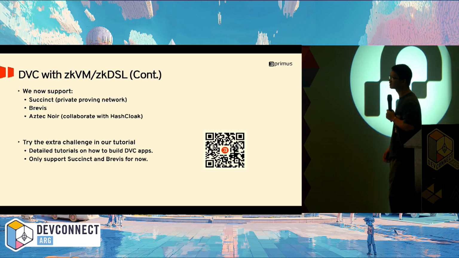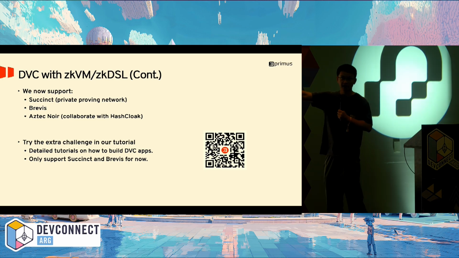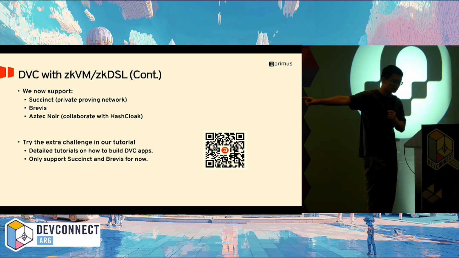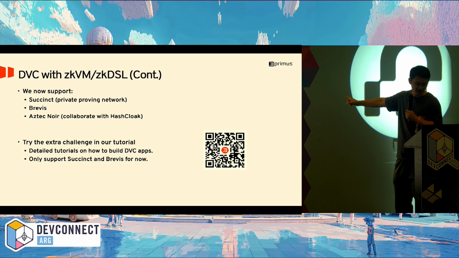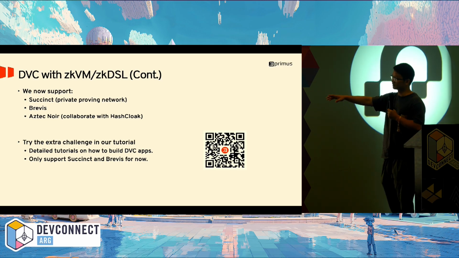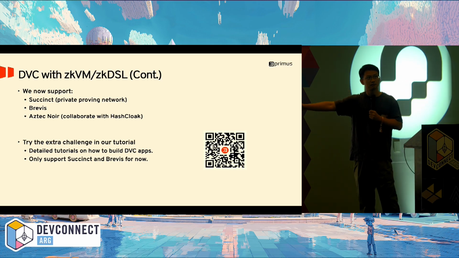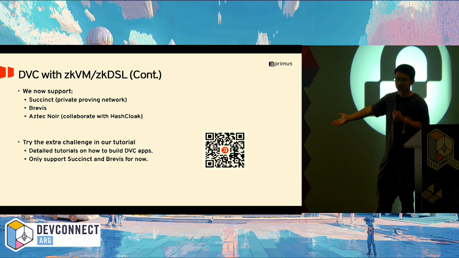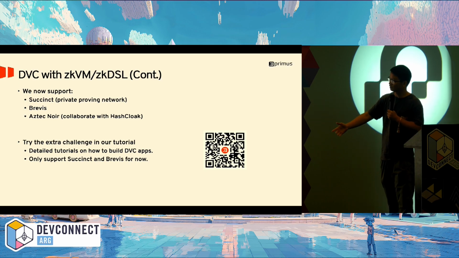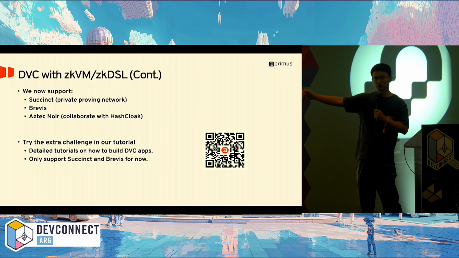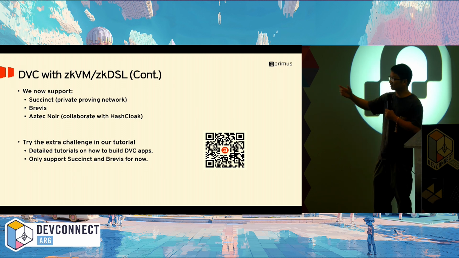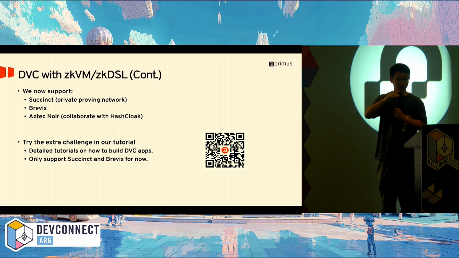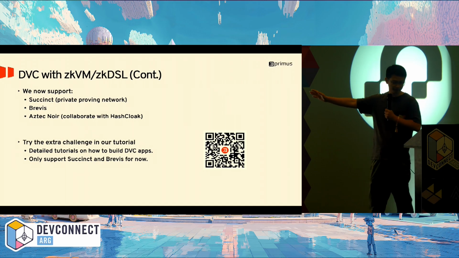We now support Succinct, which has a private proof network using zkVM. We have also supported Brevis, a new zkVM. I think Michael is going to talk more about this this afternoon. We also have Aztec Noir being integrated, in collaboration with Hashclock. It's already open source right now.